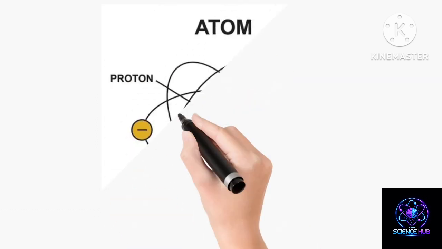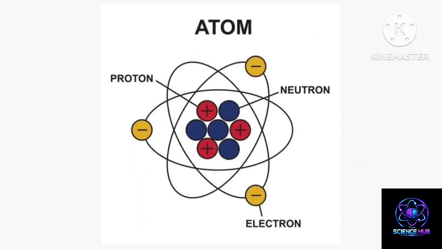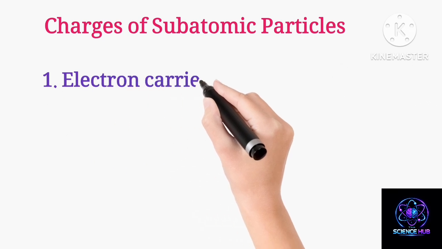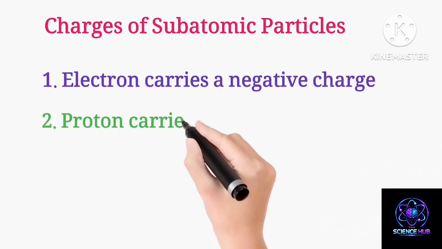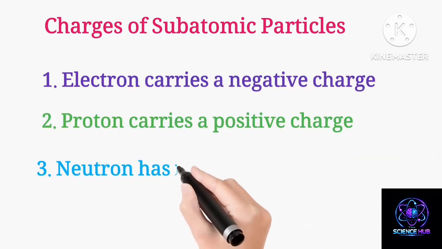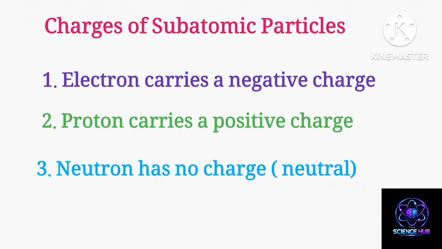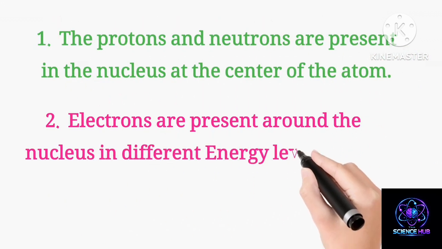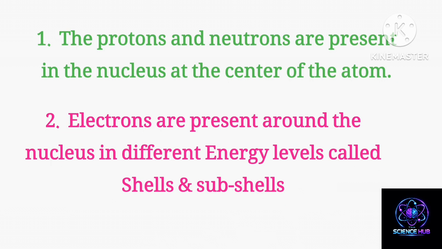Electron carries a negative charge. Proton carries a positive charge. Neutron has no charge, or neutral. The protons and neutrons are present in the nucleus at the center of the atom, whereas electrons move around the nucleus in different energy levels or shells.